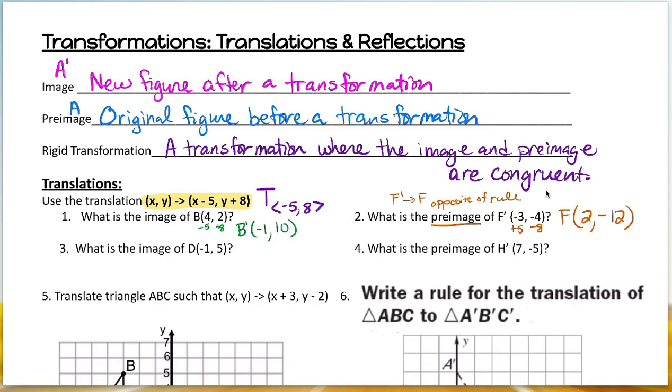Why don't you pause the video and try numbers 3 and 4 and see if you're able to apply this skill of applying a translation rule and also finding the pre-image working backwards. So pause now, try it out.